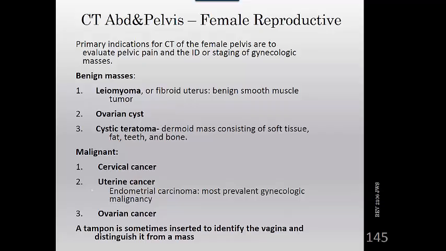And the malignant masses can be cervical cancer, uterine cancer, which can be endometrial carcinoma, the most prevalent gynecological malignancy, and then you can have ovarian cancer. A lot of times when we're scanning these patients for a known type of gynecological cancer, we'll have the patient insert a tampon, and this identifies the vagina and distinguishes it from the mass on CT.